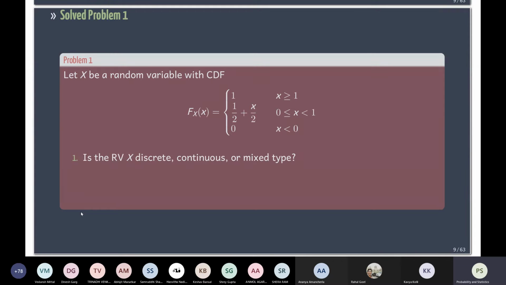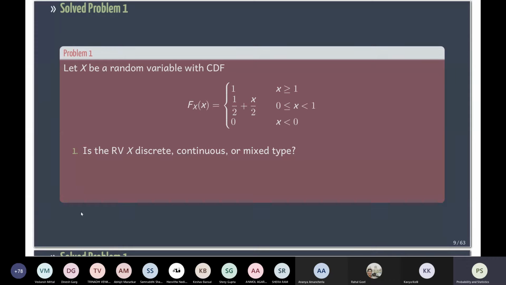There are some solved problems, I leave them up to you. Like this is a question. What is it asking for? Is this discrete? Because your CDF is given, you can immediately see if there is a jump or not, right? As X is approaching 1, at 0 it is like half. And so there is a jump, right? At 0, there is a jump.